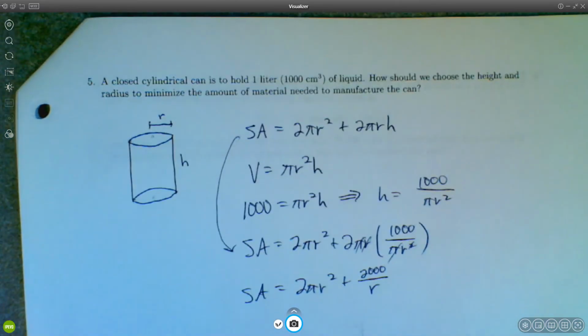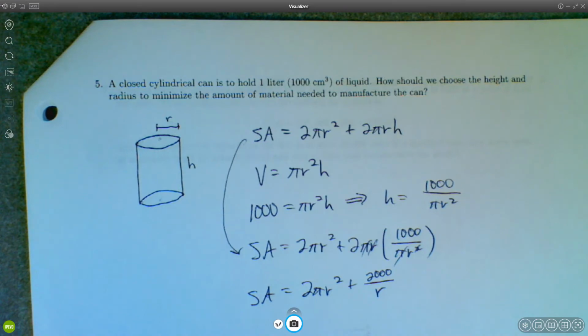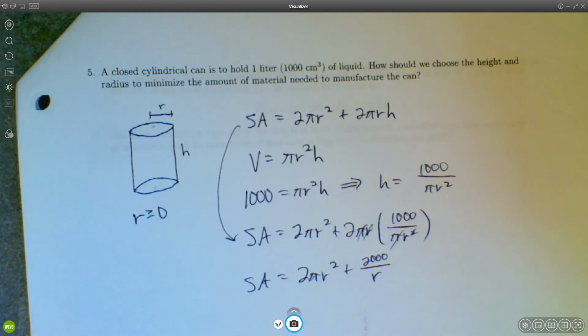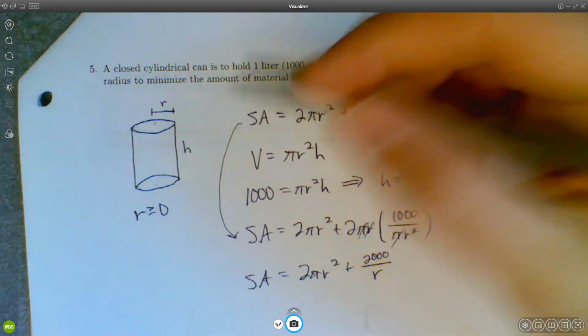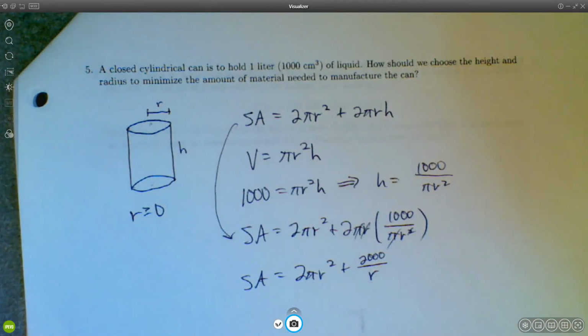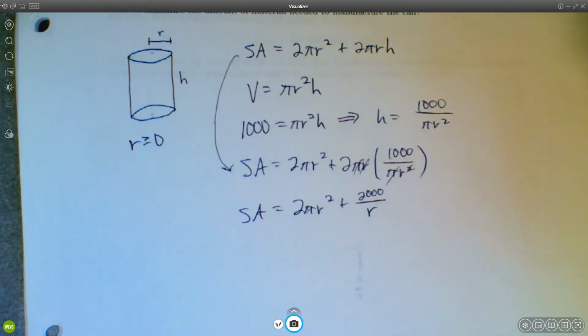What about restrictions here? I don't think there are any. We can make the radius as small as we like, and we can make the radius as large as we like. Well, the radius does have to be positive, so we have that restriction at least. But we don't have any upper restriction. We can make the radius as large as we like, as long as we make the height small enough so that the volume is still 1,000 cubic centimeters. So no restrictions on the upper end as far as the radius is concerned. So let's differentiate.